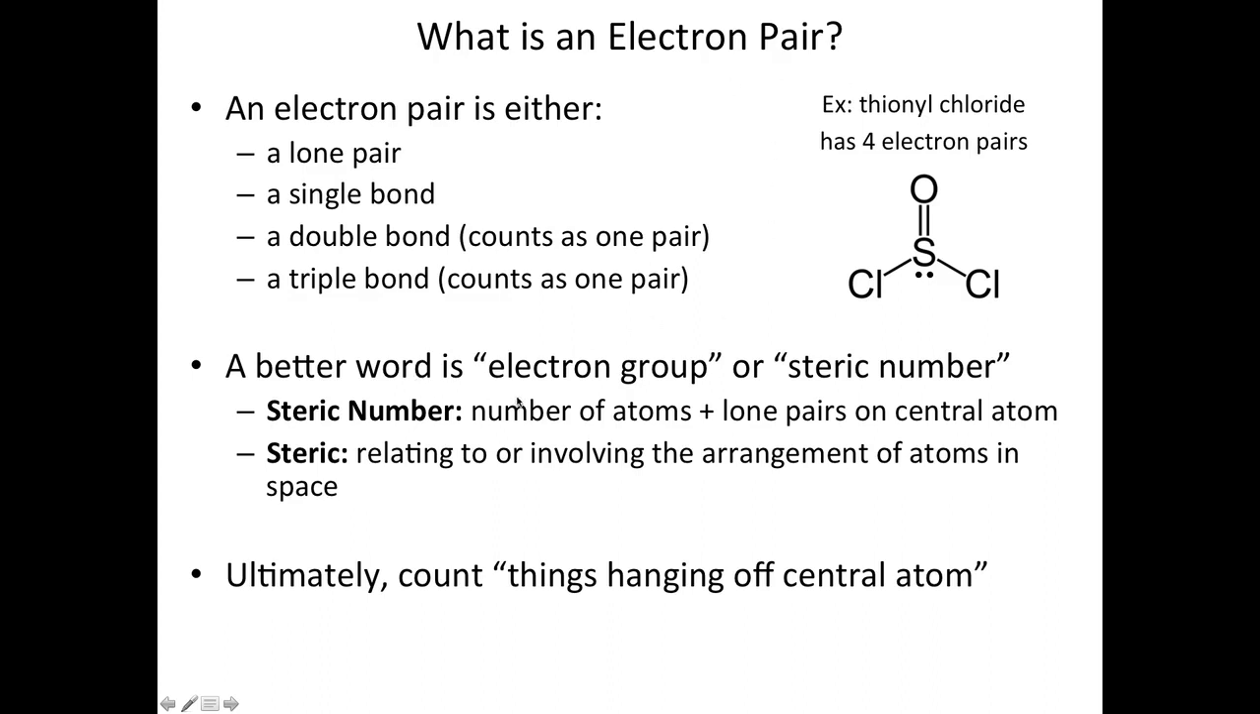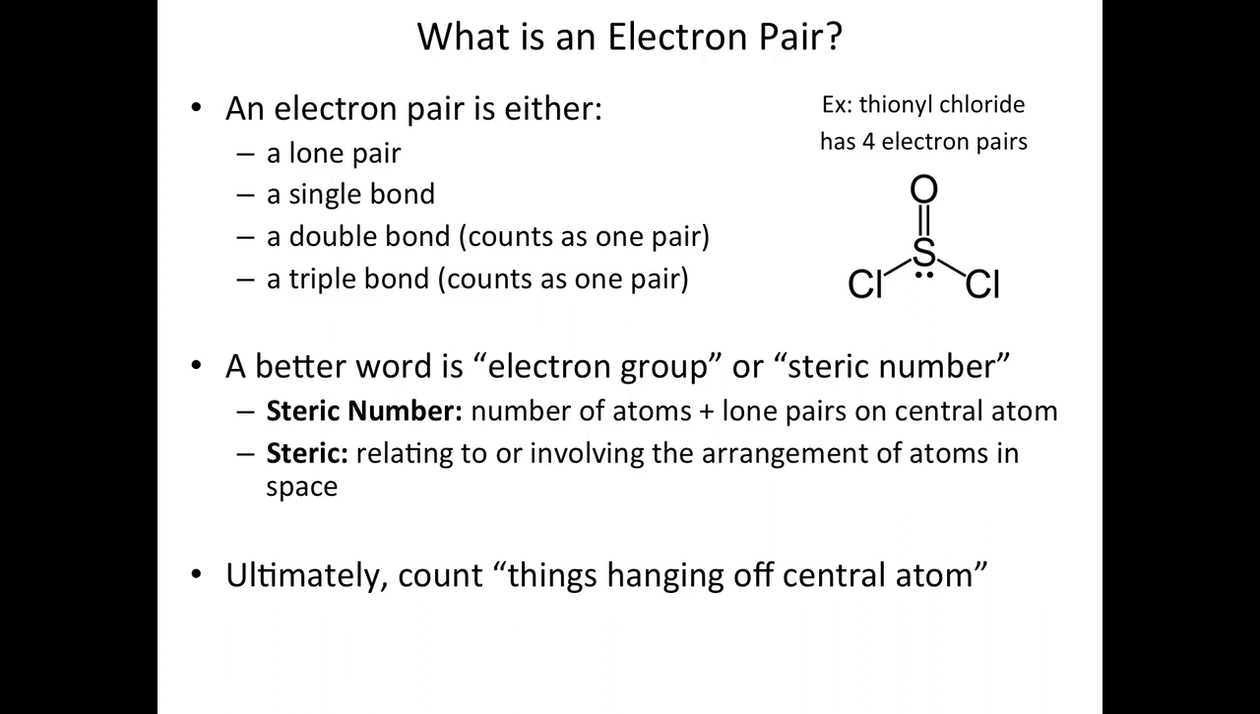A better phrase is electron group or steric number. Electron group is a little more generic, right? Something that contains electrons, and bonds are just shared electrons. Steric number talks about the number of atoms and lone pairs around the central atom, which is the same thing as the number of electron pairs. And steric relates to the physical arrangement of atoms in space. It's a word that we use more broadly, so steric number is a good word to use for this.